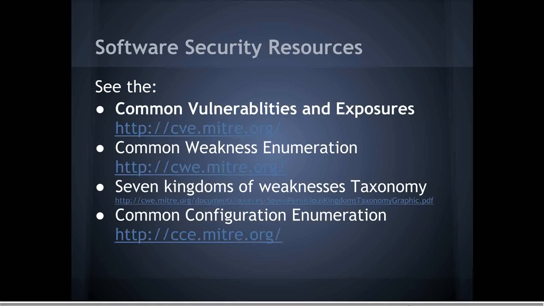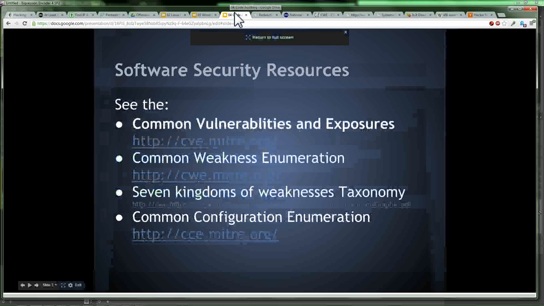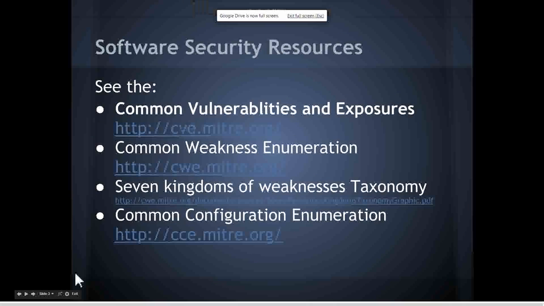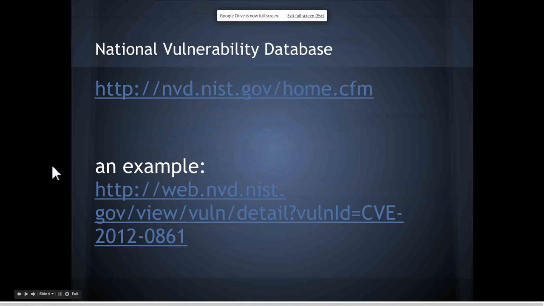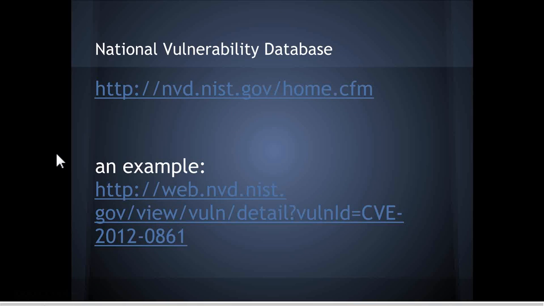These are some wonderful resources. The Common Vulnerabilities and Exposures website, we'll get to in a second, is supplemented by the Common Weakness Enumeration and the Common Configuration Enumeration. I'm going to pull this up, and we're going to go over it later. Hopefully it'll show up. Okay. But what should be most interesting to you guys is the National Vulnerability Database. It's run by NIST.